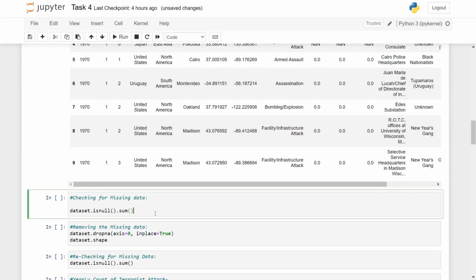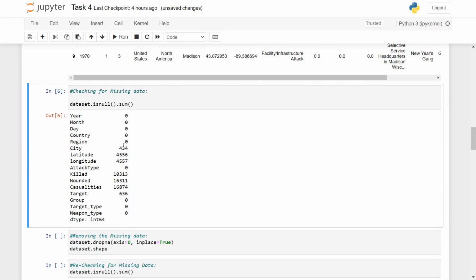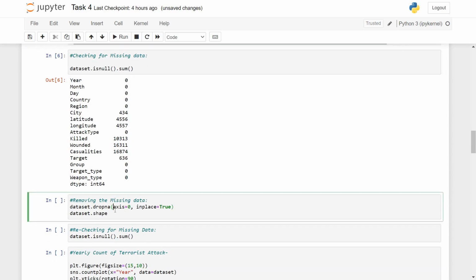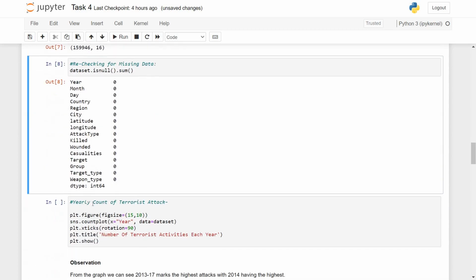After that I am going to check for any missing values. Yes, there are some missing values in city, latitude, longitude, killed, wounded, casualties. So I am going to remove the missing values. Yes, the missing values are removed. Now I am going to recheck whether any values are missing or not. Yes, the missing values are gone.